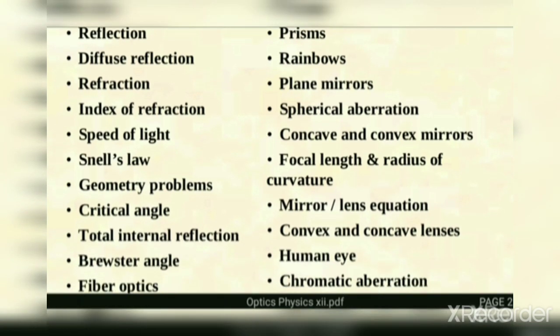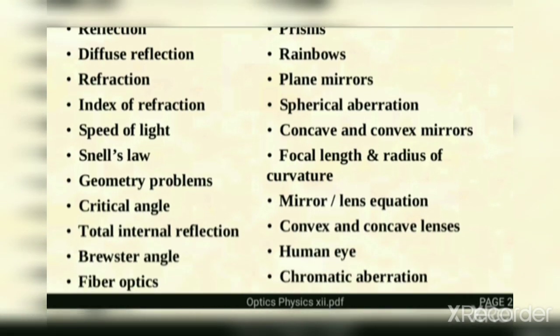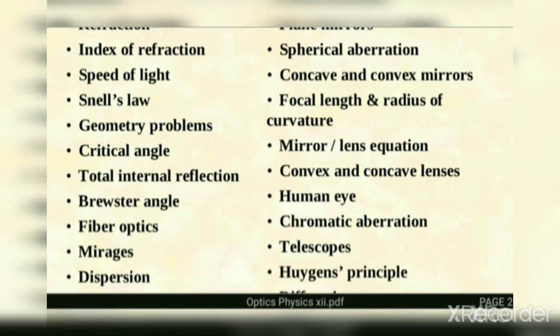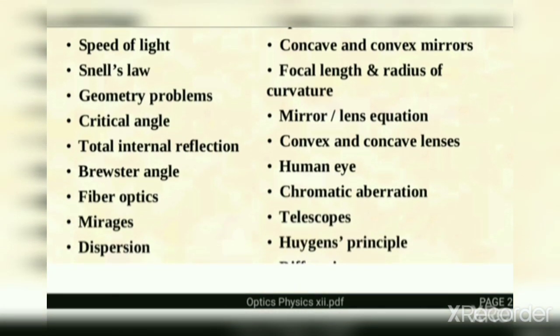All the topics are covered in this chapter. You can see on the screen so many laws along with so many terms which are new also. For example, you know what is a telescope, a microscope, but how it works we will learn in this chapter. Total internal reflection, reflection everyone knows, laws, formation of mirage, etc., dispersion.